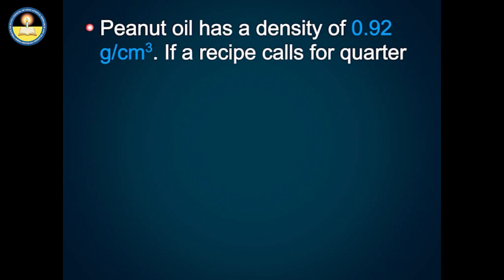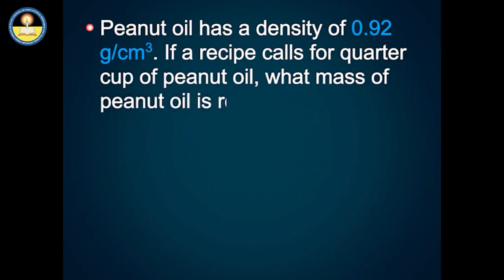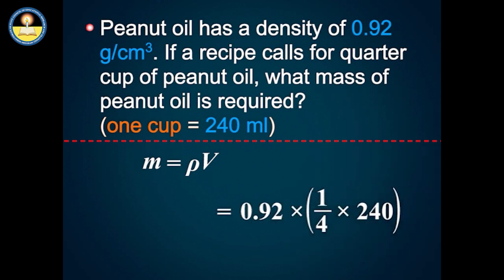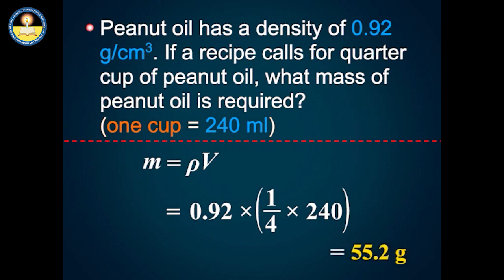Peanut oil has a density of 0.92 gram per centimeter cube. If a recipe calls for quarter cup of peanut oil, what mass of peanut oil is required? Take 1 cup equal to 240 ml, since the mass is the product of density and unit volume. Thereby, mass of peanut oil in quarter cup is 55.2 gram.